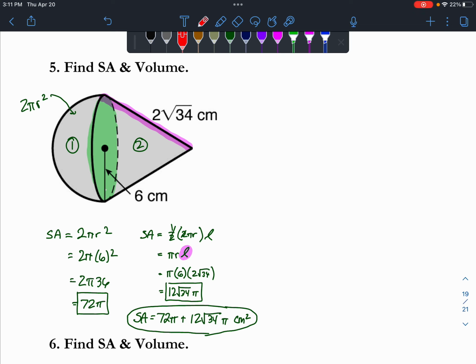So I do like to kind of divide these problems into two. Surface area seemed like it was on that side. Let's go ahead and do the volume now on this side. Volumes are usually easier. We have number 1 and number 2 for our shapes. Find the volumes of each individually and simply add them together.